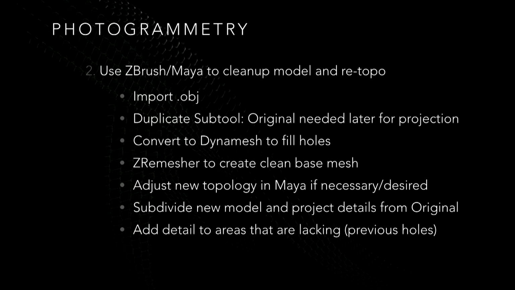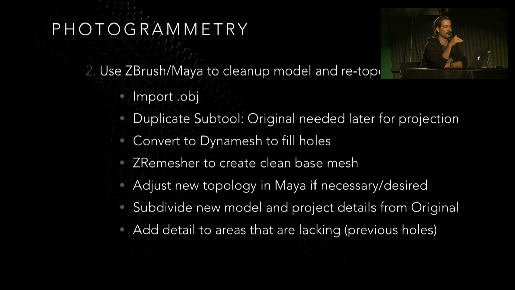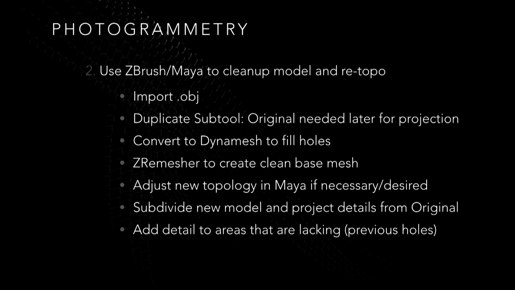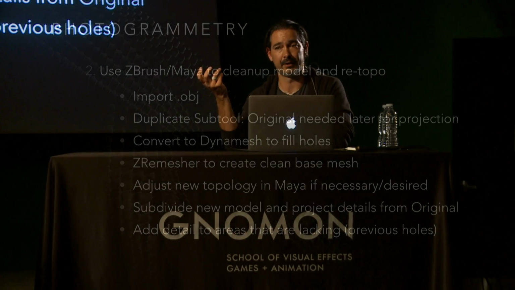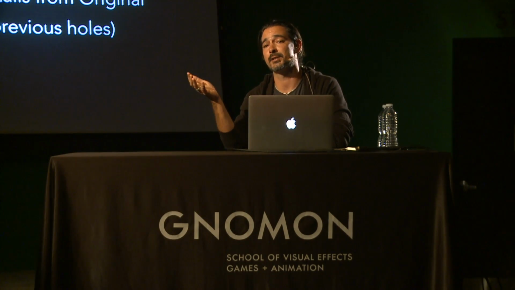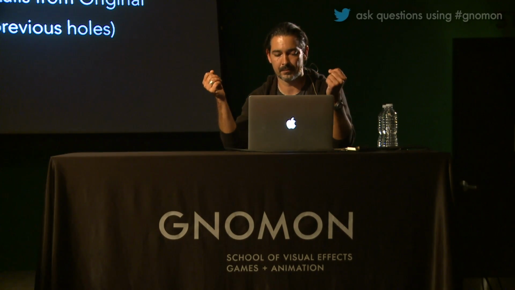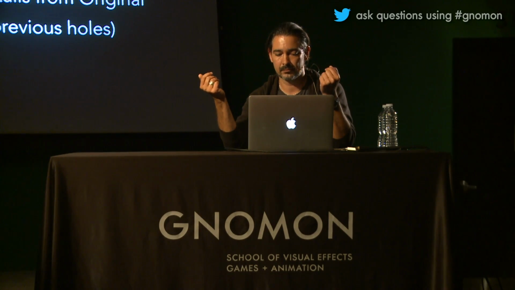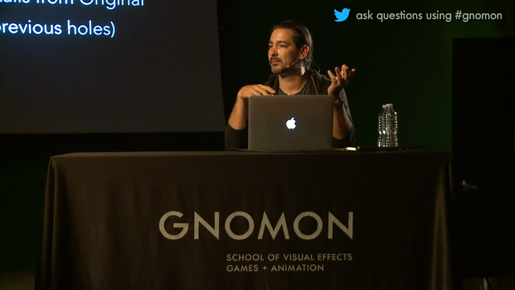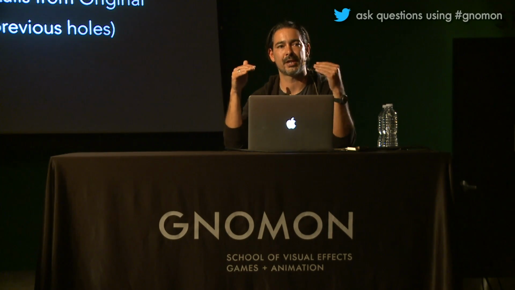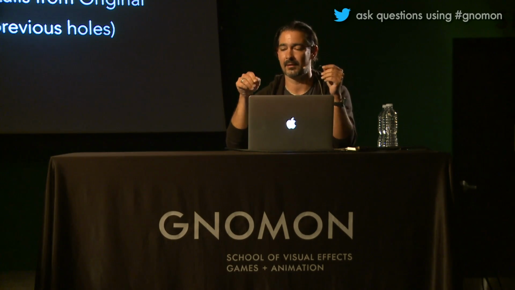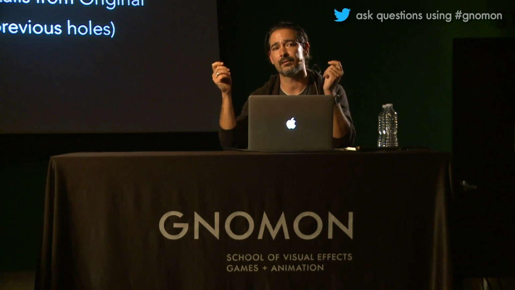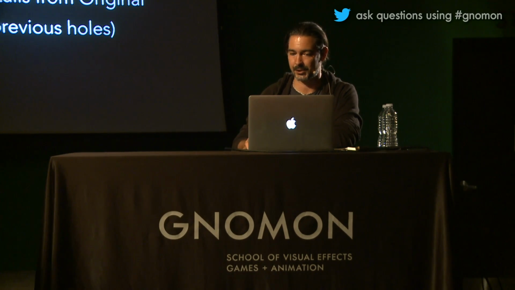So import OBJ, duplicate subtool. You need the original to stick around because you're going to use it for a projection, the high-res scan. Because these ultimately are scans. They're just scans from photos. Convert to Dynamesh to fill holes, because Dynamesh automatically fills holes in things, which is very useful. But then Dynamesh has really messy topology. So then Z-remesh it to get clean topology. Adjust the new topology if I need to. Subdivide my new model up to the polygon count of the scan. Do a project, so all of the higher frequency details from the scan go onto my retopologized model. And then add detail to areas that had holes using alphas. And at that point, I'm ready to get out of ZBrush.